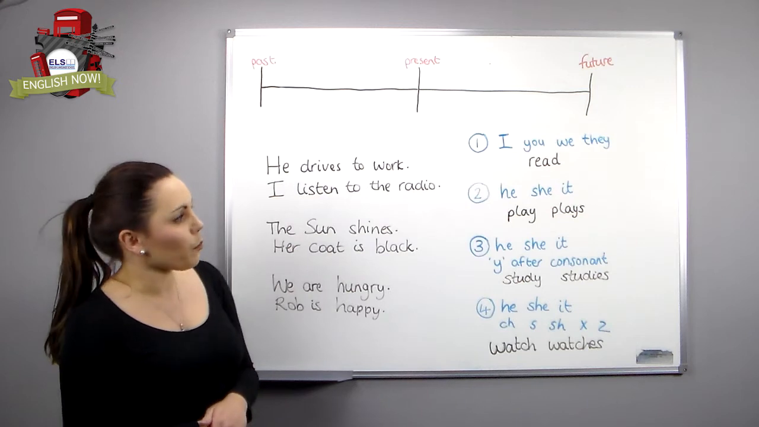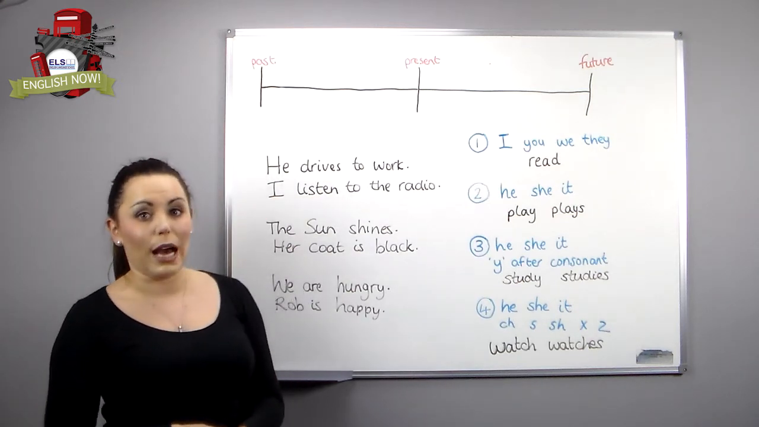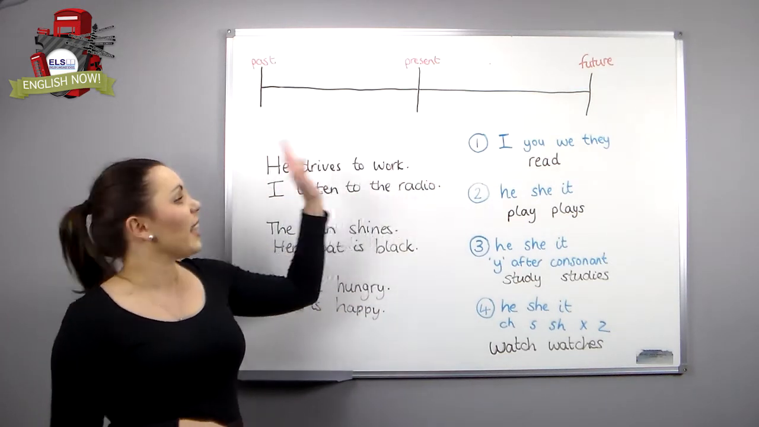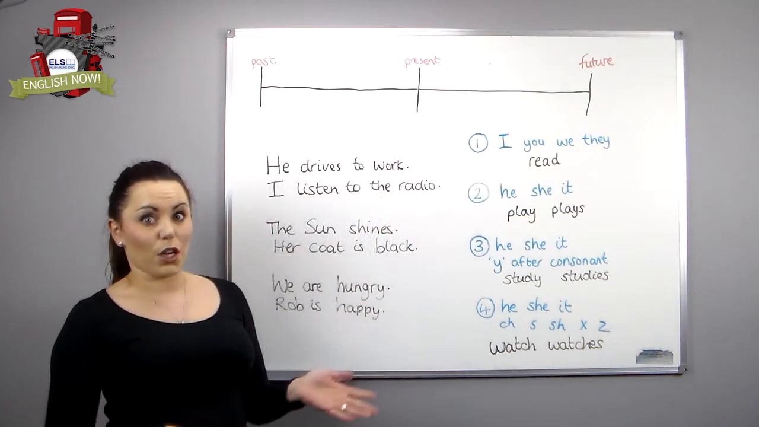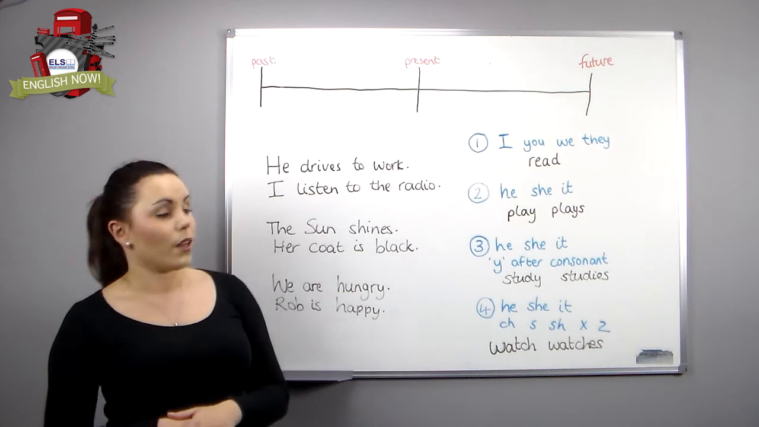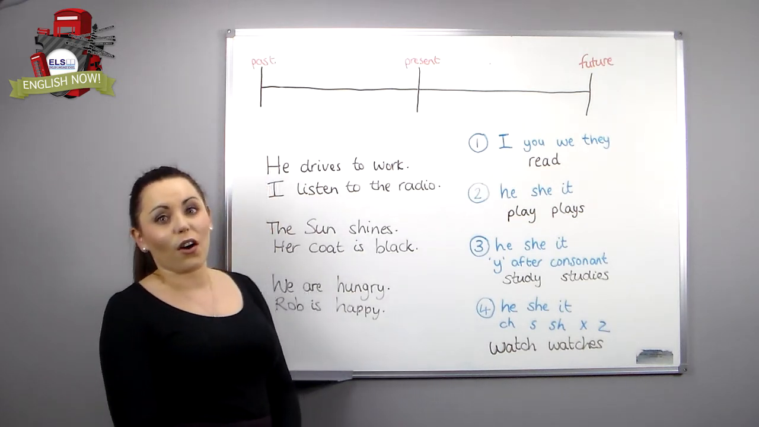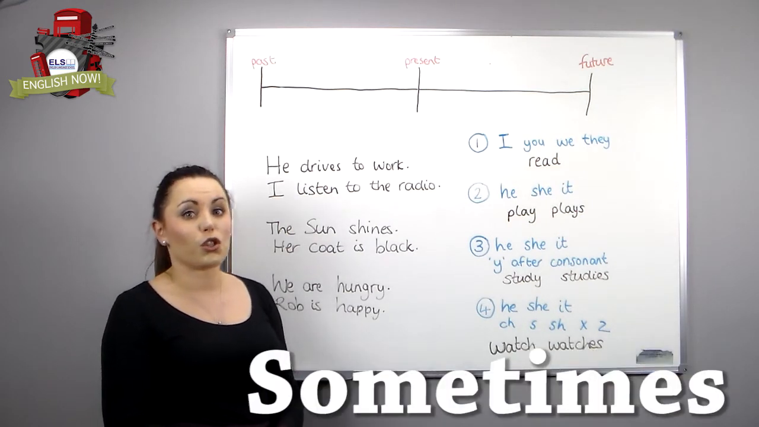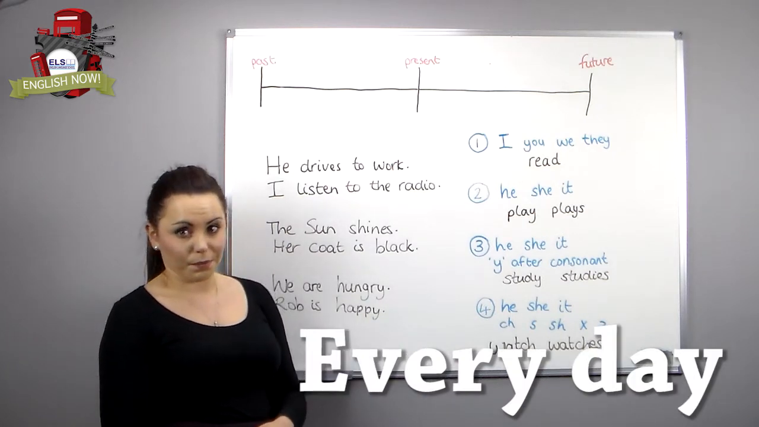When we're using the simple present tense, we can talk about when something happens or how often. For example, he drives to work. He drives to work every Monday. He drives to work twice a week. Some useful words in the simple present tense are occasionally, often, regularly, sometimes, every week, every day.